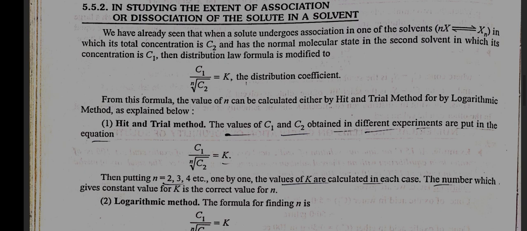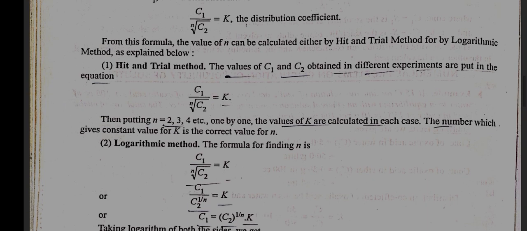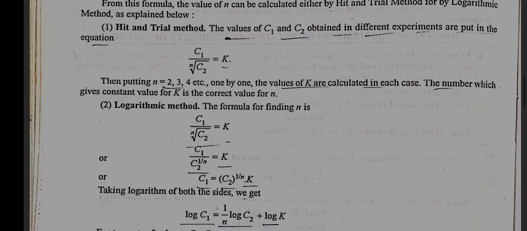From this formula, the value of n can be calculated either by hit and trial method or by logarithmic method as explained below. First, the hit and trial method. The values of C1 and C2 obtained in different experiments are put in the equation C1 divided by nth root of C2 is equal to K. Then putting n equal to 2, 3, 4, etc. one by one, the values of K are calculated in each case.